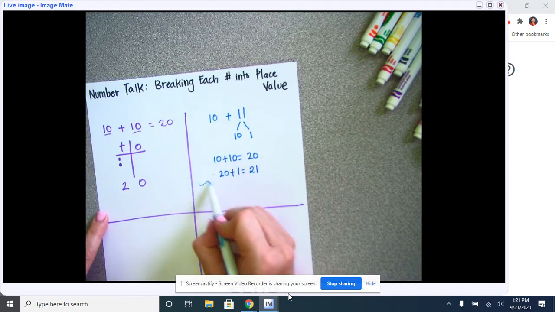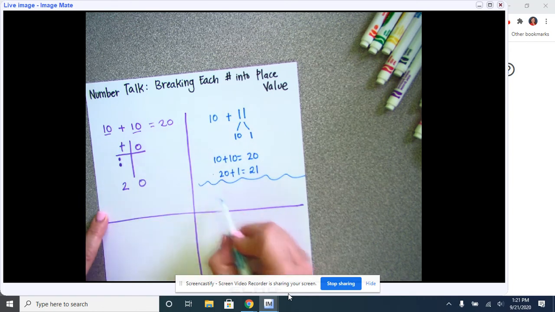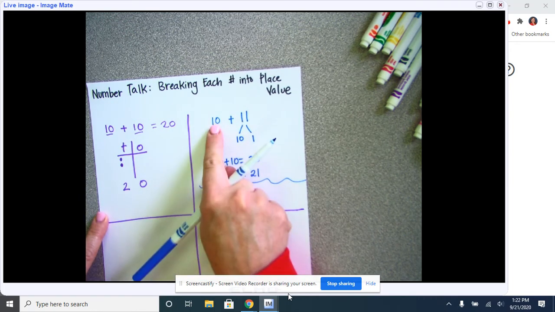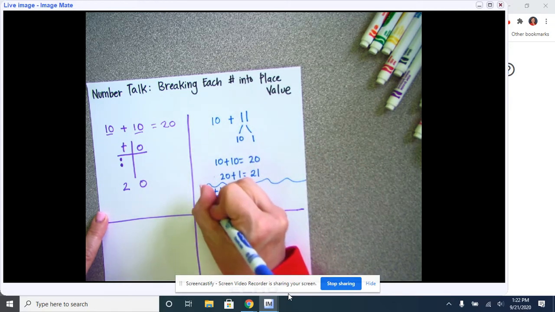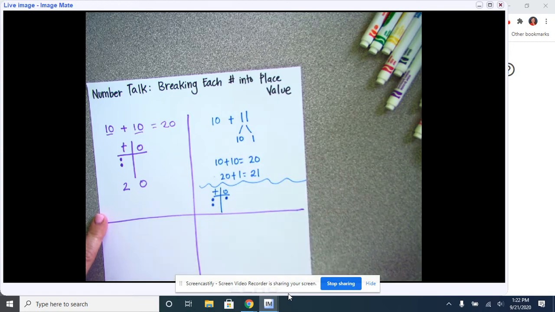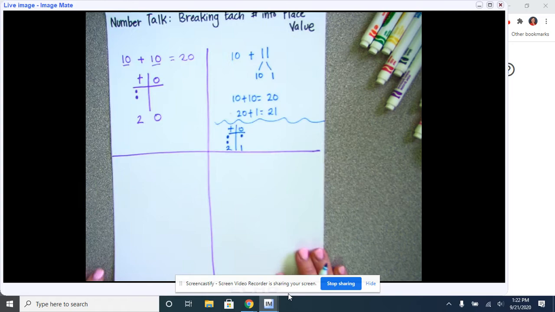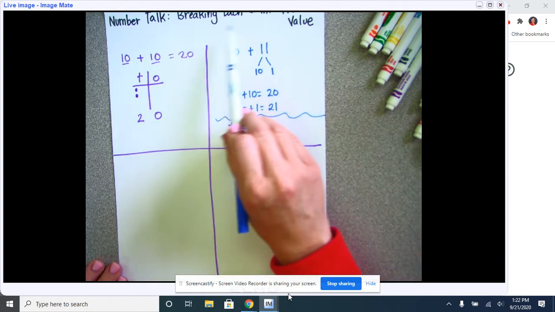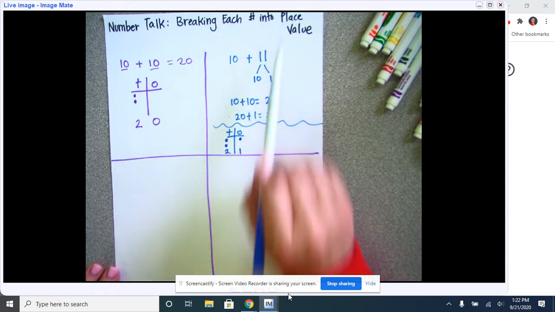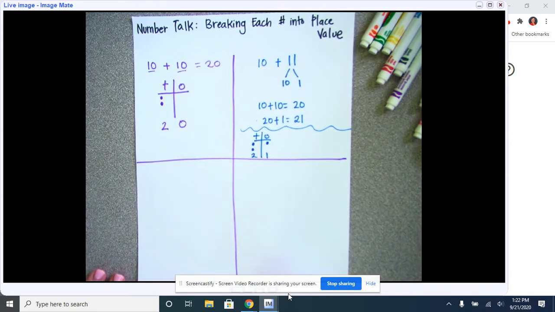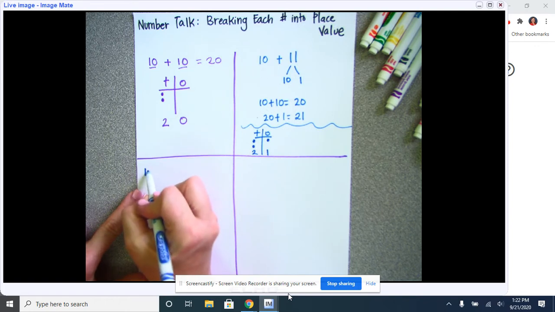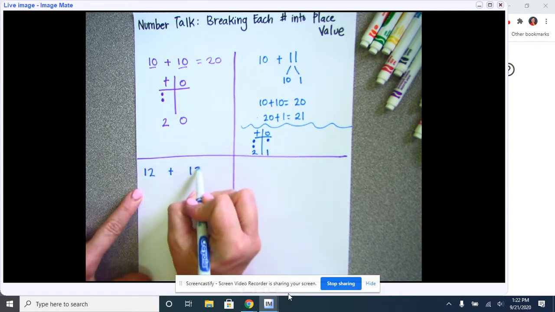All right, another thing you could have done is drawn the picture. And you had 10, and then 10, and then 1. So that is again still 21. All right, so the strategies we used here were breaking it into place value and drawing a picture. All right, let's look here. 12 plus 13.